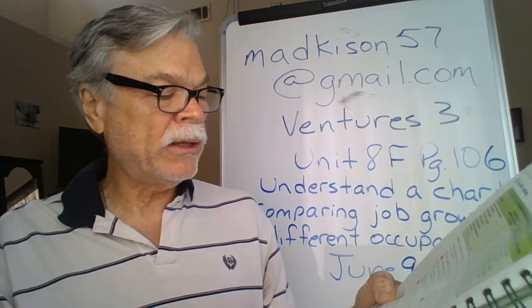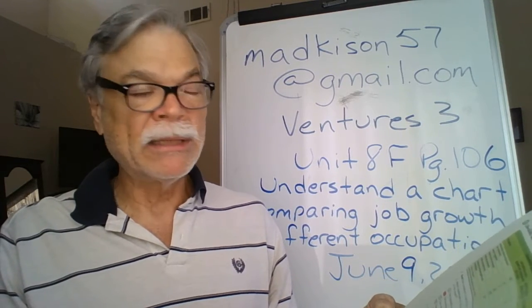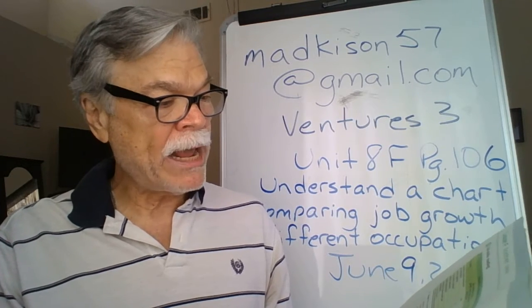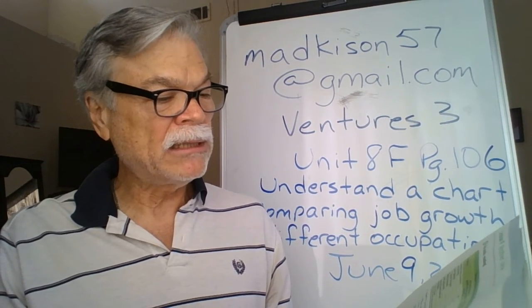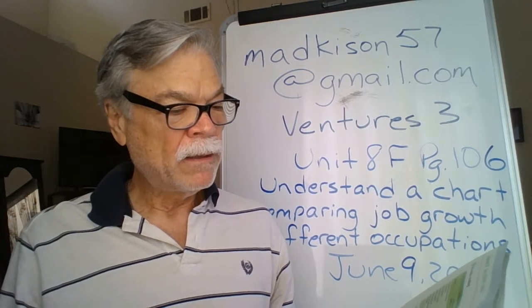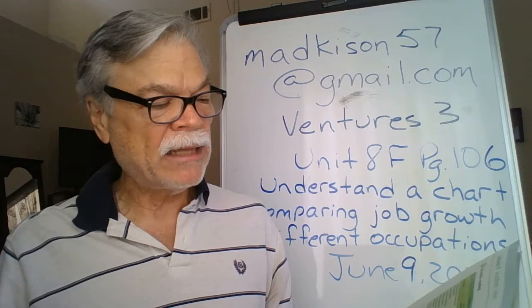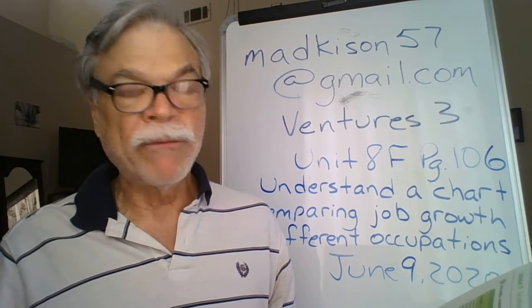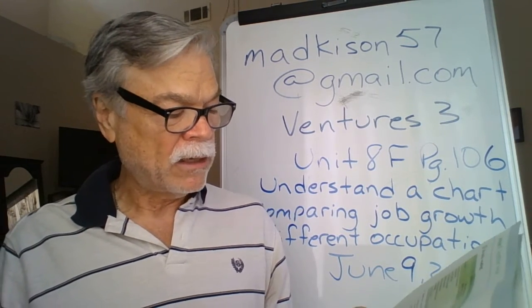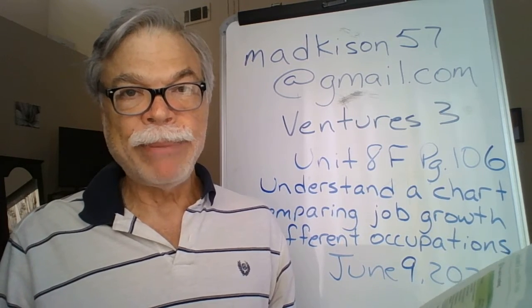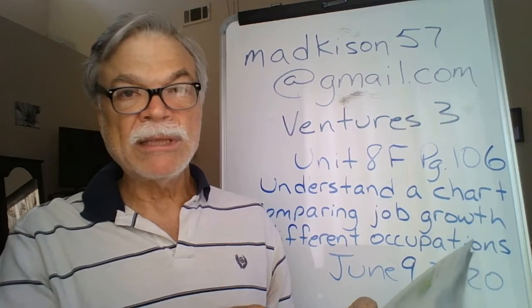Then D says retail salespersons and medical assistants. Retail salespersons is 6.8 and medical assistants is 23.5. But the 6.8 for retail salespersons is less than the 18.7 for veterinary technologists, so that is not correct either. So I would say the answer is B, even though the book says it's A.